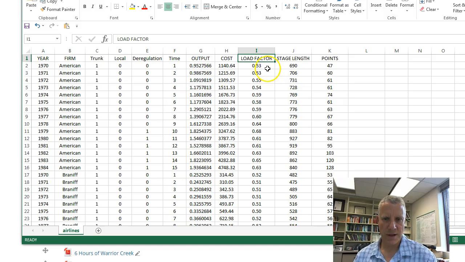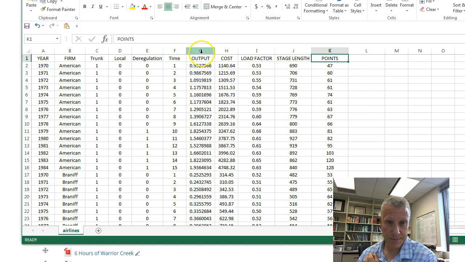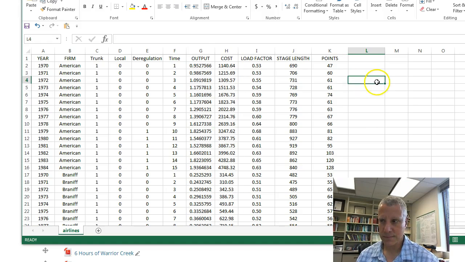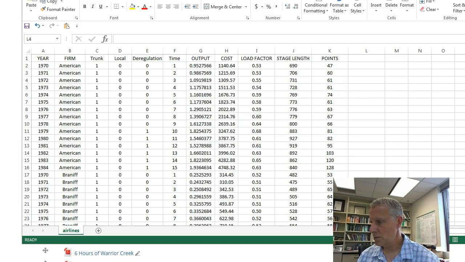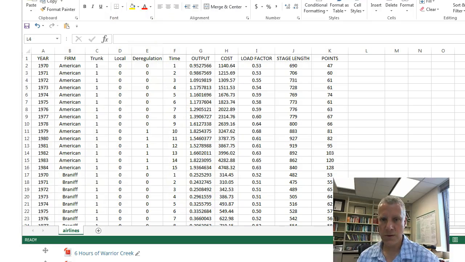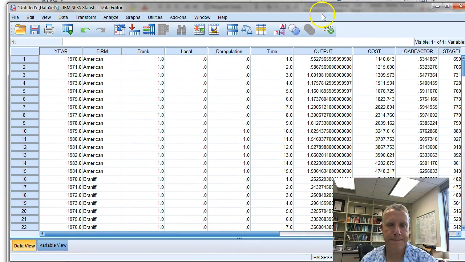Load factor is like the number of seats that are filled, on average, in each airline over the course of the year. Stage length is the average length of the flight, and I forget what points are, but these are the variables that we're going to be using. So once you get your data into SPSS, it will look like this.